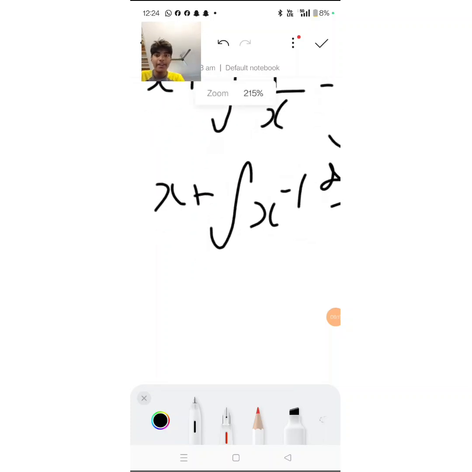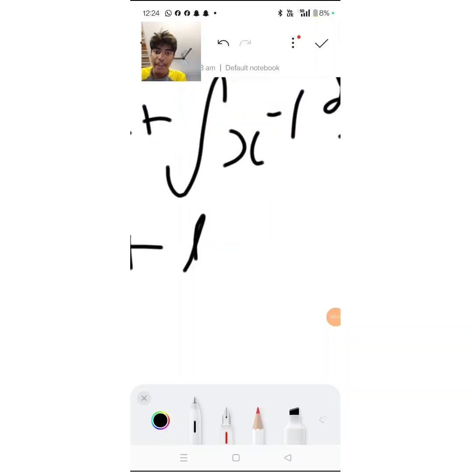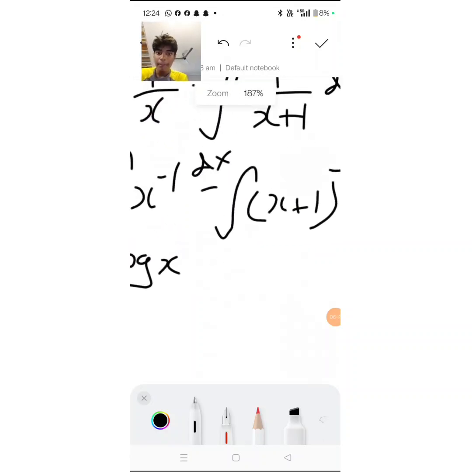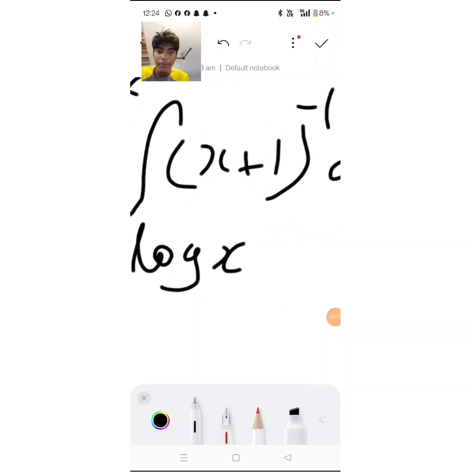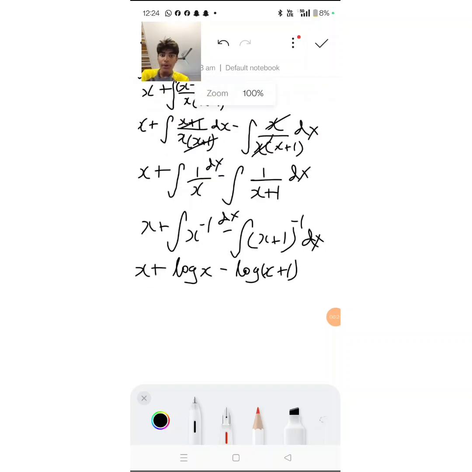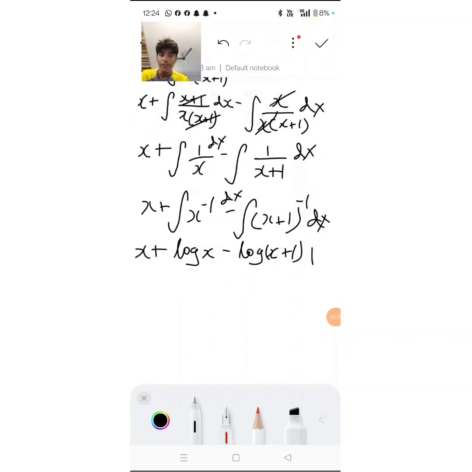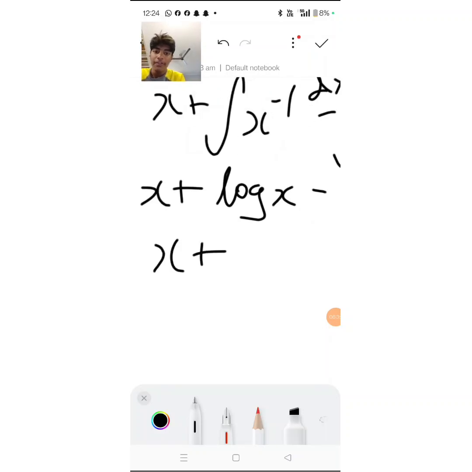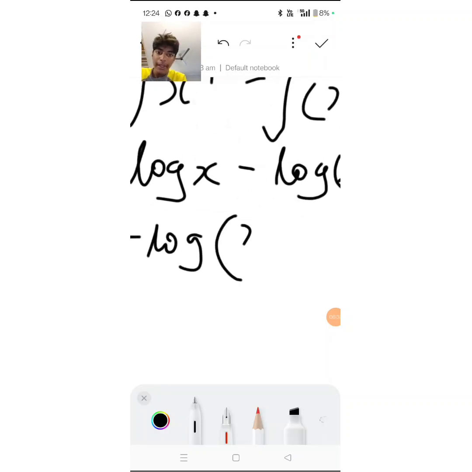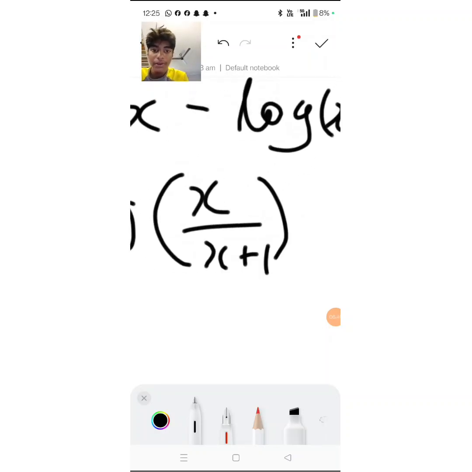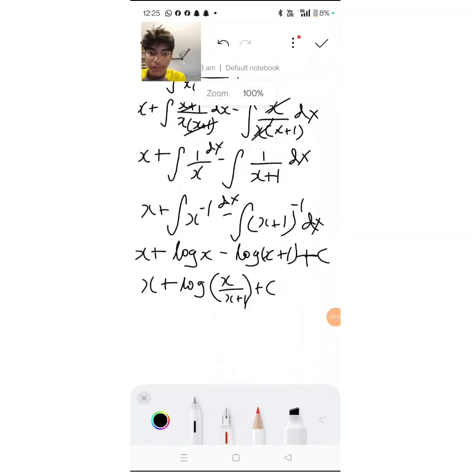So for that, we have our own identity. It is just x plus log of x minus log of x plus 1. So at this point, plus c obviously over here. Now we can just use our logarithmic properties. So we have x plus log of x divided by x plus 1, plus c. This would be your final answer.